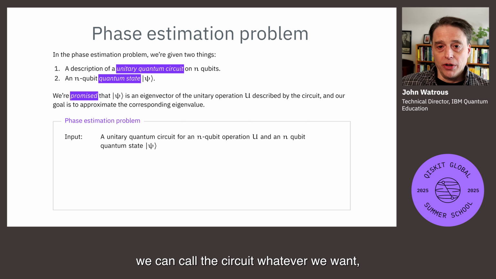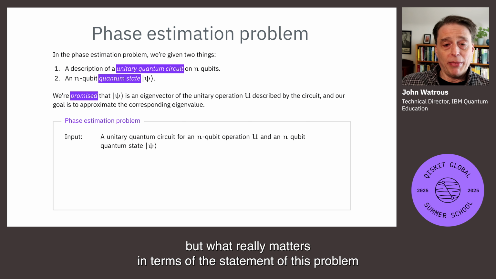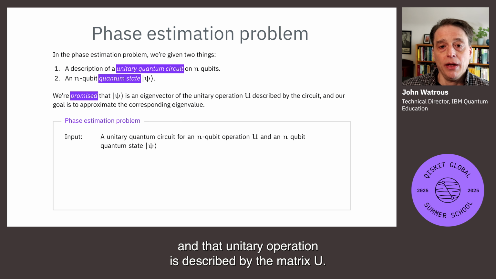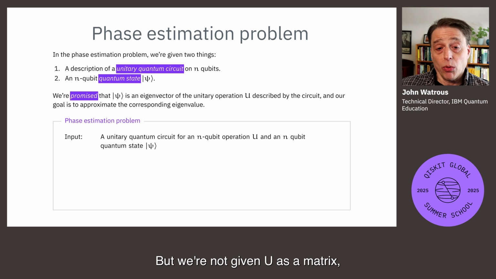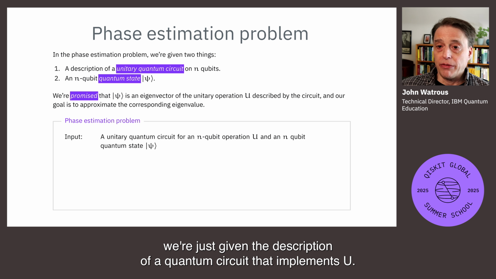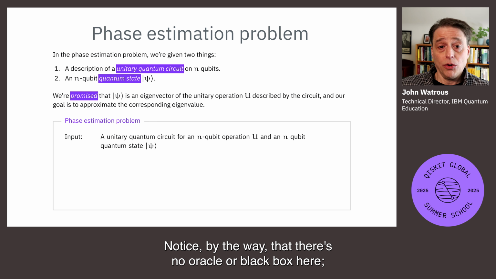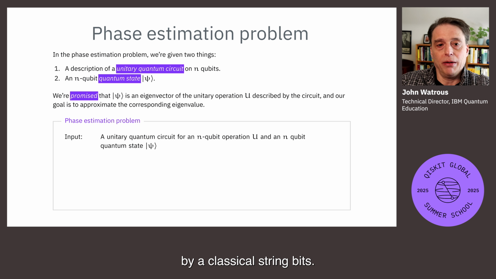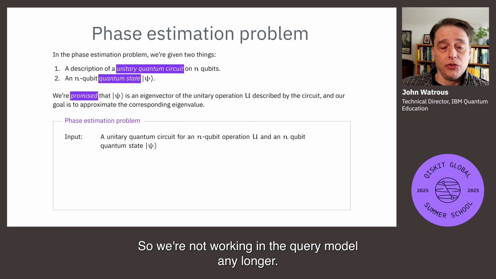We can call the circuit whatever we want, but what really matters in terms of the statement of this problem is the unitary operation itself that's performed when the circuit is run, and that unitary operation is described by the matrix U. But we're not given U as a matrix, we're just given the description of a quantum circuit that implements U. Notice, by the way, that there's no oracle or black box here. This is a genuine quantum circuit that could be described by a classical string of bits, so we're not working in the query model any longer.